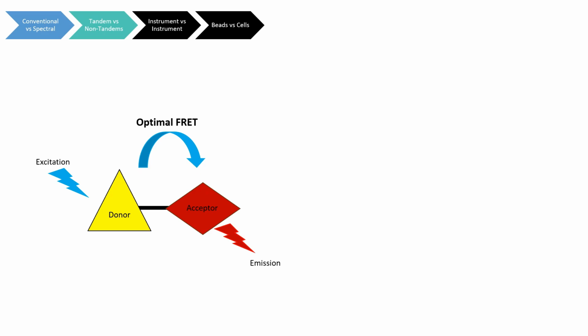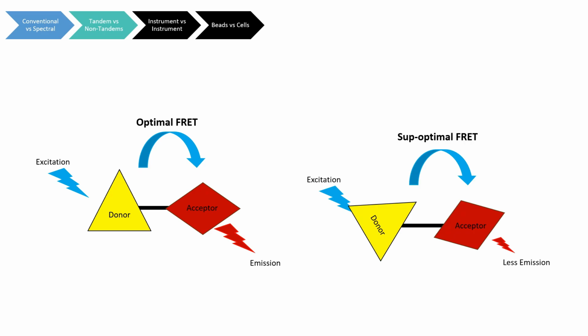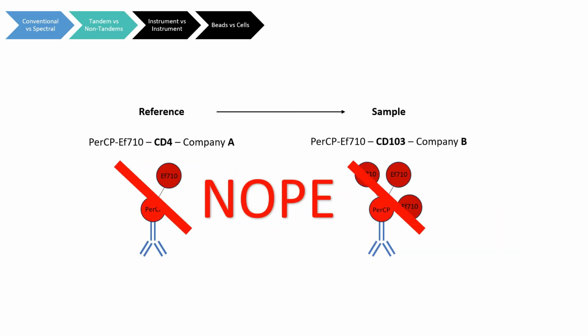The orientation of maximum efficiency is also extremely relevant and hard to control. Minor differences in any of these can cause changes in the ratio of emitted light from donor and acceptor. Because of this variability, you should use the exact same tandem from the exact same company, antigen and batch in your reference as you do in your sample. Otherwise, you may expect some unmixing error.